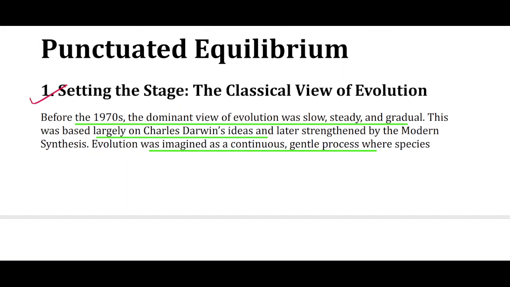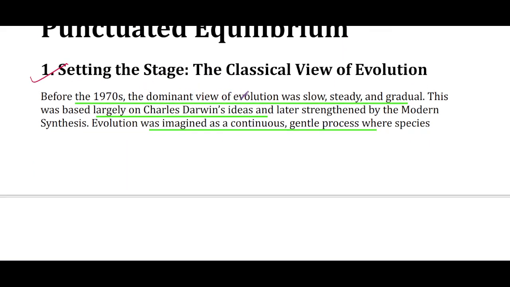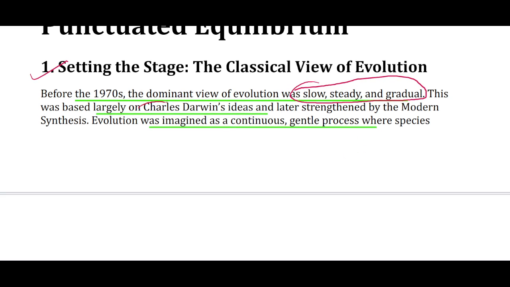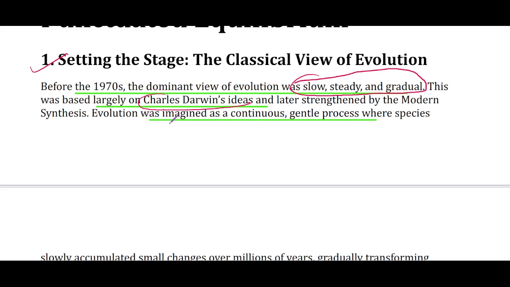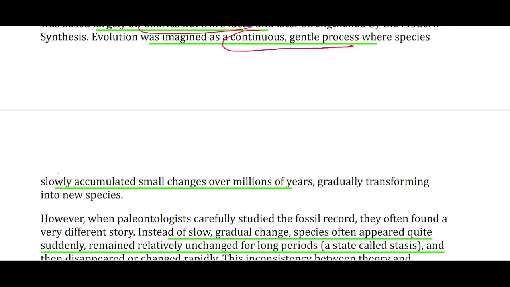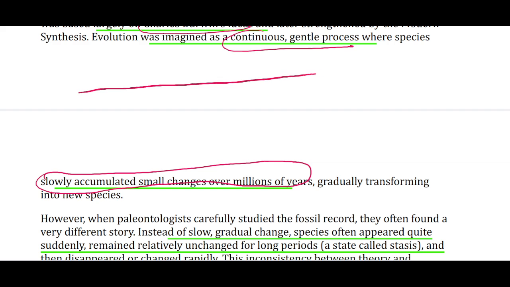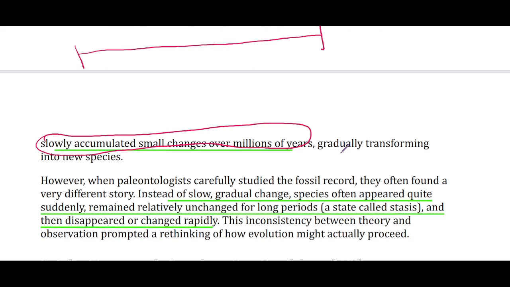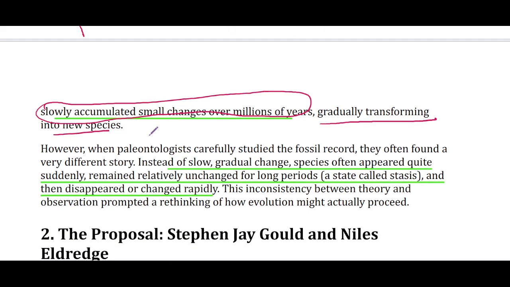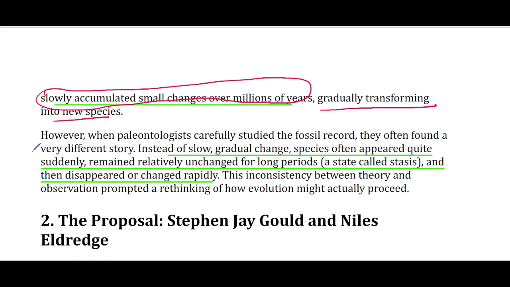Let's start with the chapter. Before the 1970s, the dominant view of evolution was slow, steady, and gradual. This view was largely based on Charles Darwin's idea, and evolution was imagined as a continuous and gentle process where a species slowly accumulated small changes over millions of years, a long, unbroken change going at a slower pace, and this leads to gradual transformation into newer species.